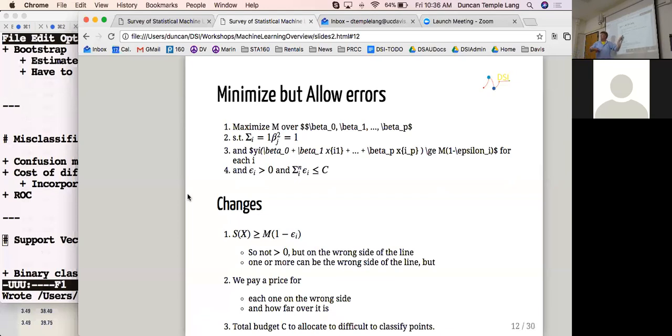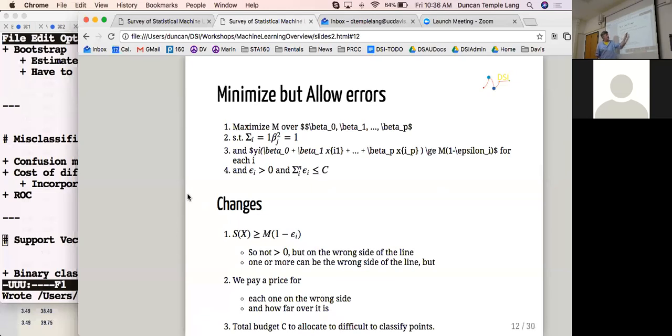I'm going to give you n, for each observation, a blank check. You can add them all up, and you have to spend less than C. You don't have to spend C, but you don't get to keep the money either. You have to spend less than C.